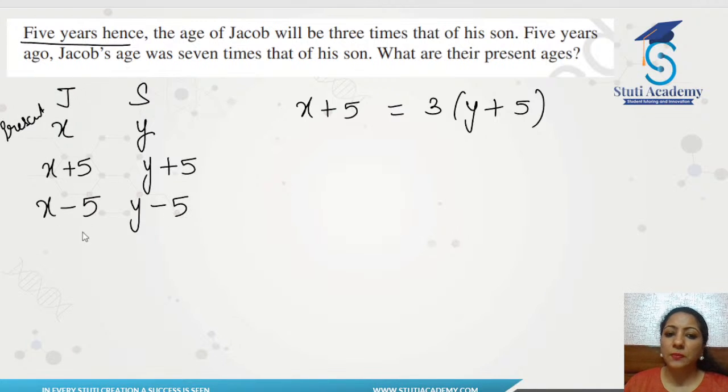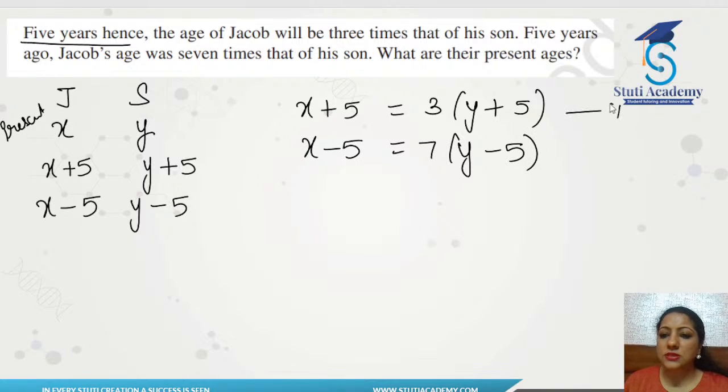Now there's a relation given between these two. Jacob's age was 7 times that of his son's age. I'm repeating this. 5 years ago, that means 5 years back, Jacob's age was 7 times that of his son's age. So this is the first equation and this is the second one.